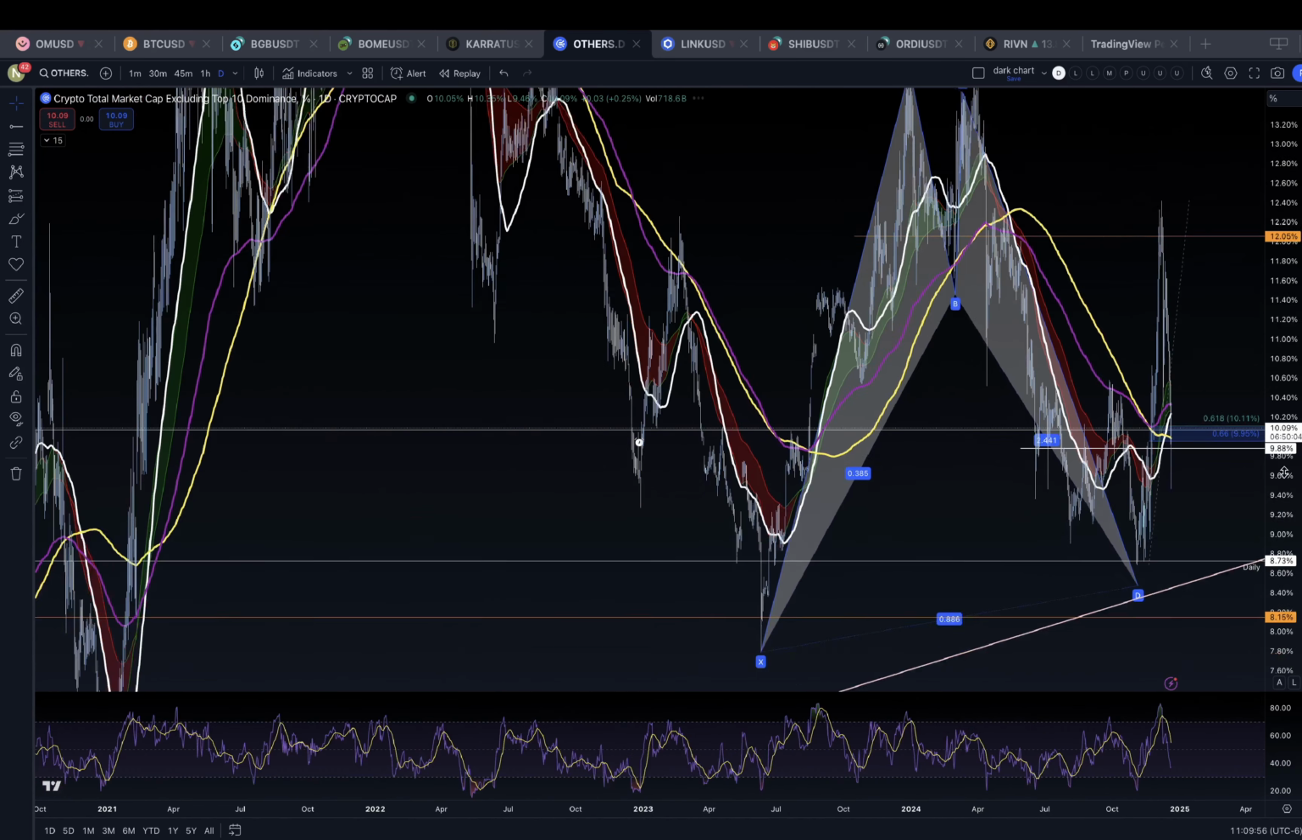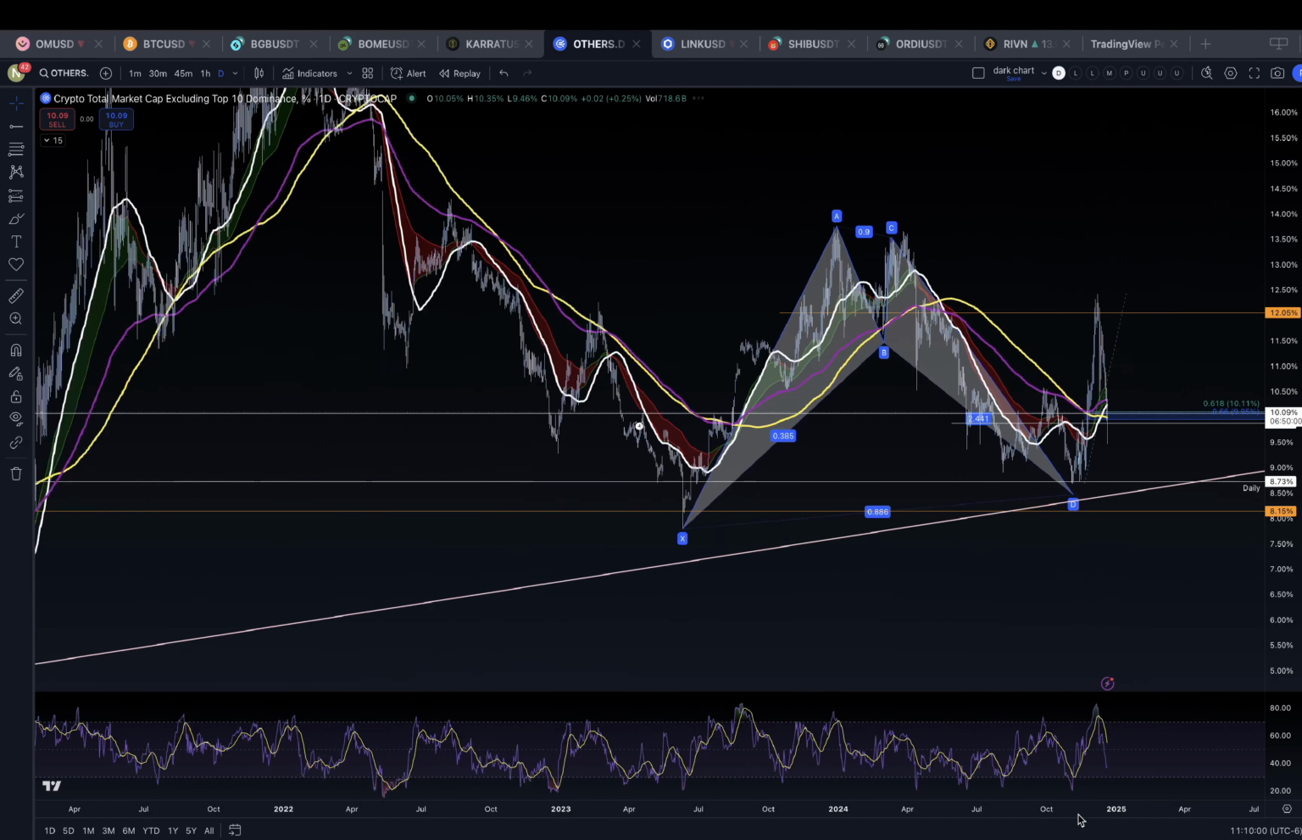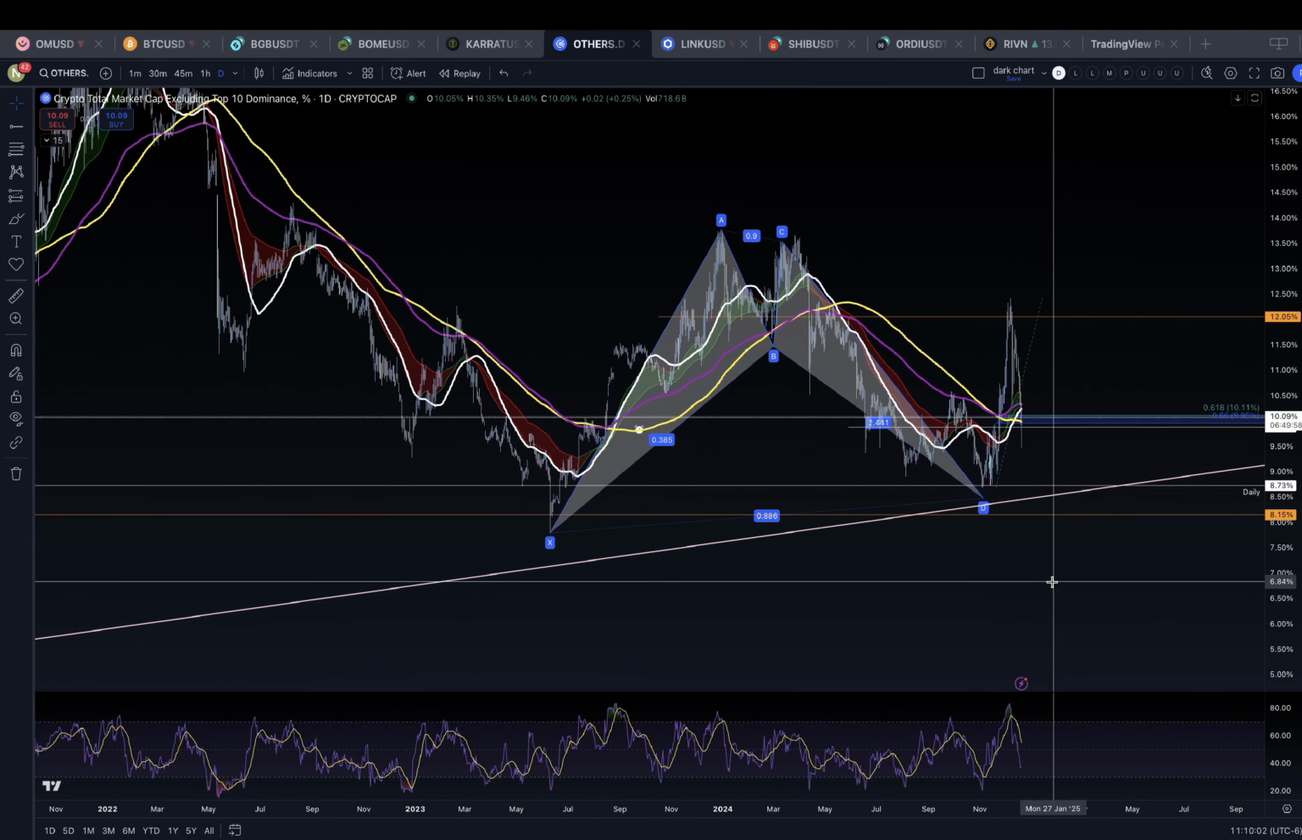Let's see what happens. Honestly, the way that I'm viewing things right now on altcoins is that I do think it's important that we take a look at Bitcoin dominance in the larger context of alts, because it's going to give us a better picture of what we might be expecting.